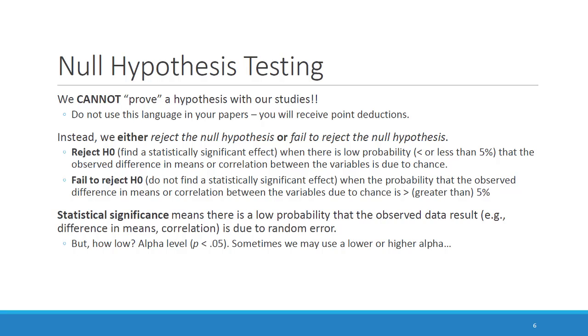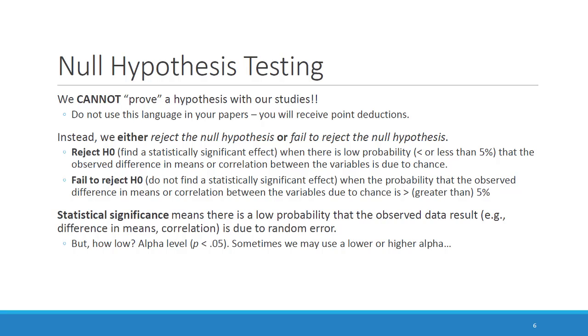So we can either reject the null, in other words, we find a statistically significant effect when there is a low probability, less than 5% probability in most cases, if our p is less than 0.05, that the observed difference in means or correlation between the variables is due to chance. We fail to reject the null hypothesis. In other words, we do not find a statistically significant effect when the probability that the observed difference in means or correlation between the variables is due to chance is greater than 5%, again, if our p-value is greater than 0.05.